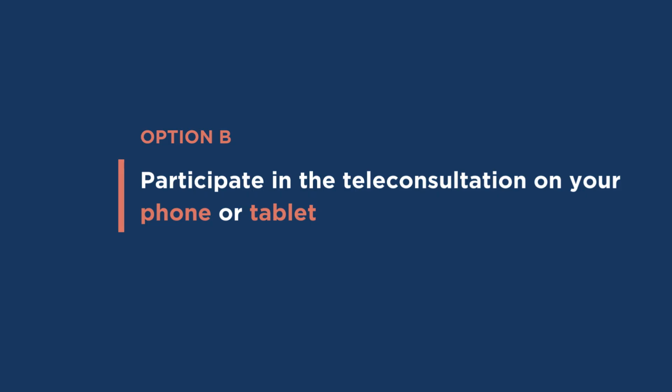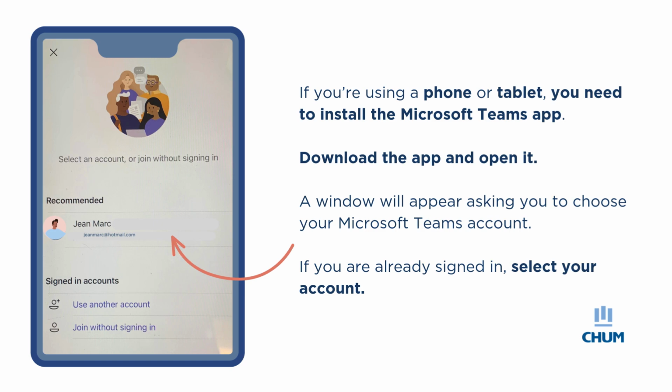Option B. Participate in the teleconsultation on your phone or tablet. If you're using a phone or tablet, you need to install the Microsoft Teams app. Download the app and open it. A window will appear asking you to choose your Microsoft Teams account. If you are already signed in, select your account.